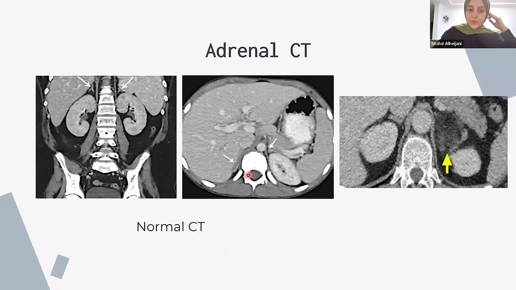Tamam. Now, adrenal CT. Here, which plane is this? Not window, I'm asking about the plane. Axial, frontal, sagittal, so on. Coronal plane. Tamam. So this is a coronal plane, the frontal plane. Here, the structure is the liver.